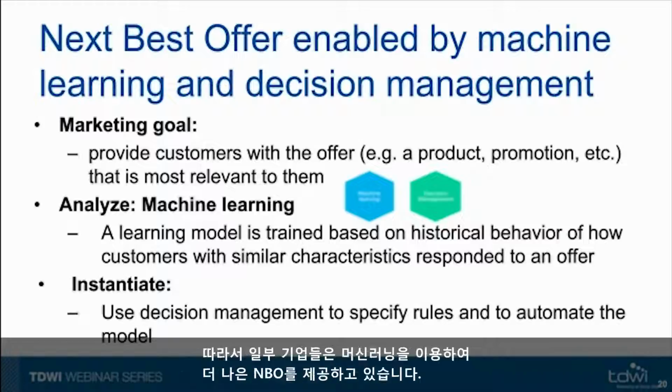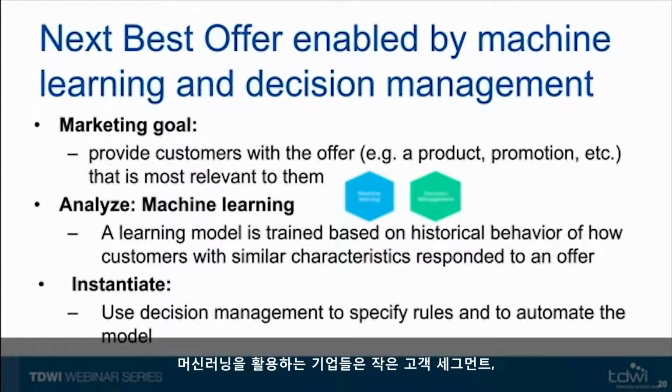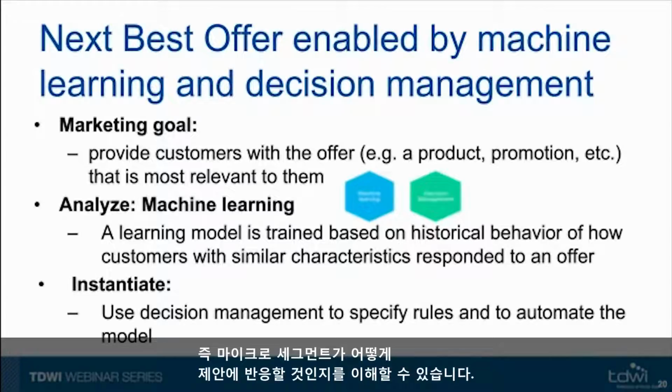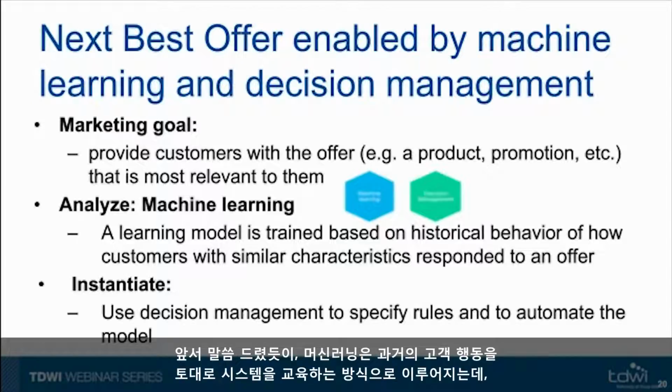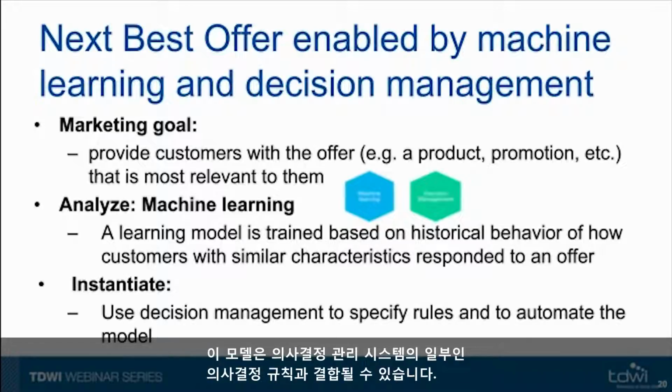So some organizations are using machine learning, which we talked about, to provide better next best offers. With machine learning, organizations can understand how small customer segments or even micro segments are going to respond to an offer. As we've been talking about, a learning system is going to be trained based on past customer actions. And that model might be combined with a set of decision rules that are part of this decision management system.